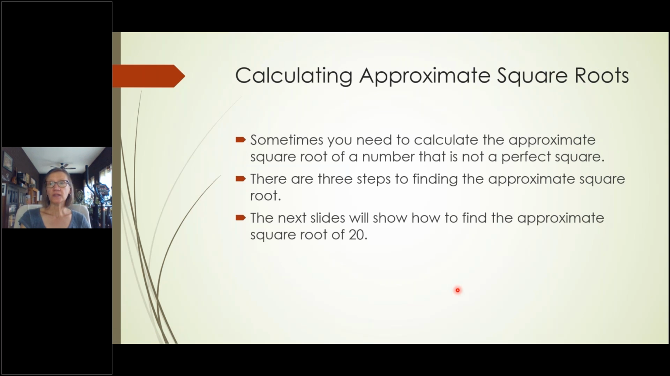Sometimes you need to calculate the approximate square root of a number that is not a perfect square. There are 3 steps to finding the approximate square root. In the next few slides, I'm going to show you how to find the approximate square root of the number 20.